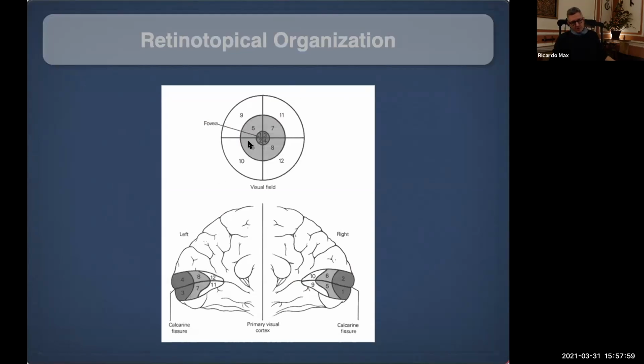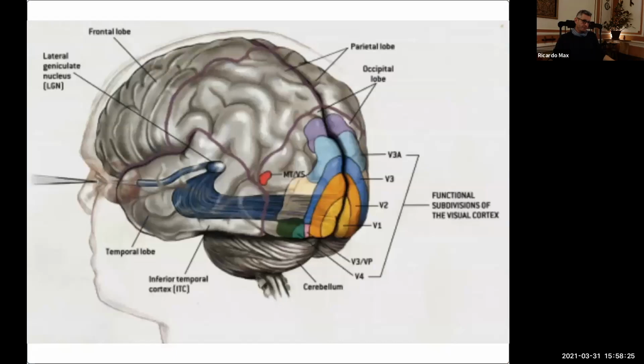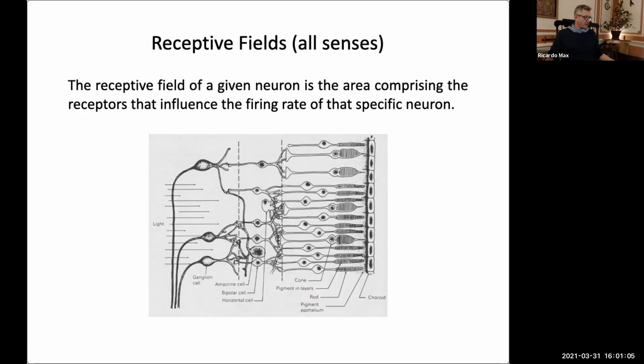And the spatial organization that we have in our retina is transferred to our visual cortex. So adjacent areas in our retina will reach adjacent areas in our cortex. I'll explain it soon. Where were we?